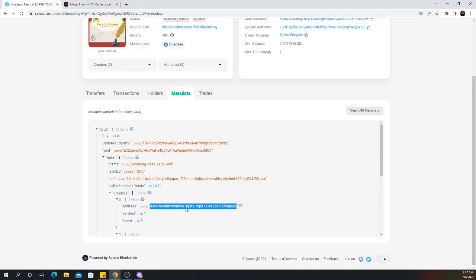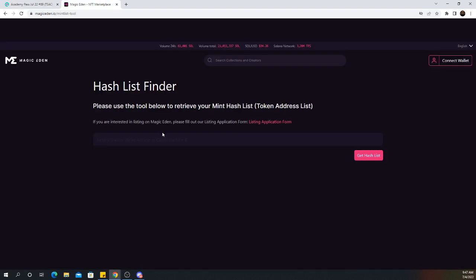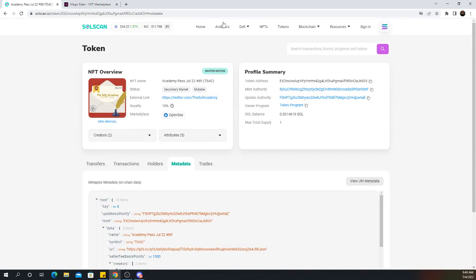What you would do is you'd basically take this Candy Machine address, this BU4IJ. Make sure it is the verified one. So you'll notice here it says verified 1. I'll take that address. I'll copy it in here. And this usually takes a little bit, but after it loads, it's going to pop up with a list of all of the token addresses that are connected to this Candy Machine. So that will essentially give us a list of all of the tokens that are part of the Academy passes.